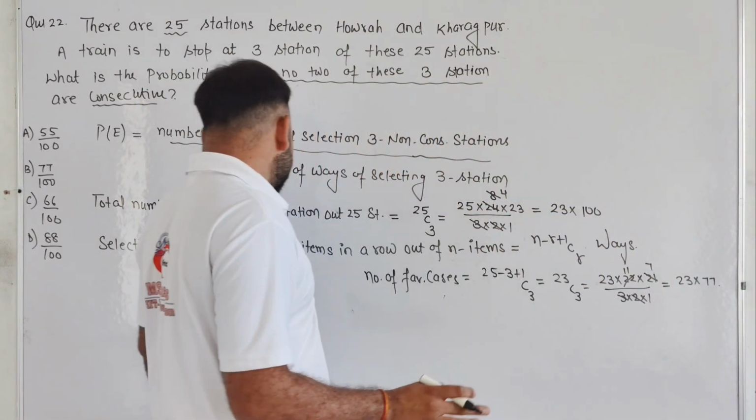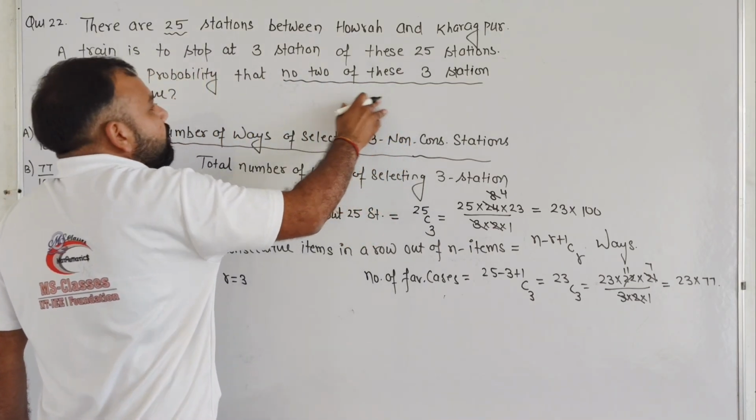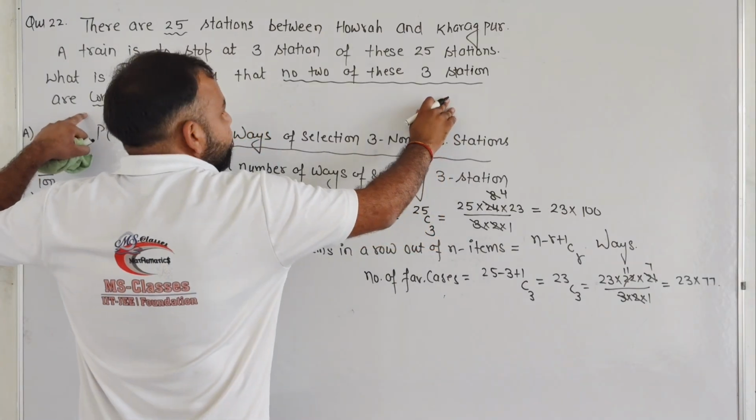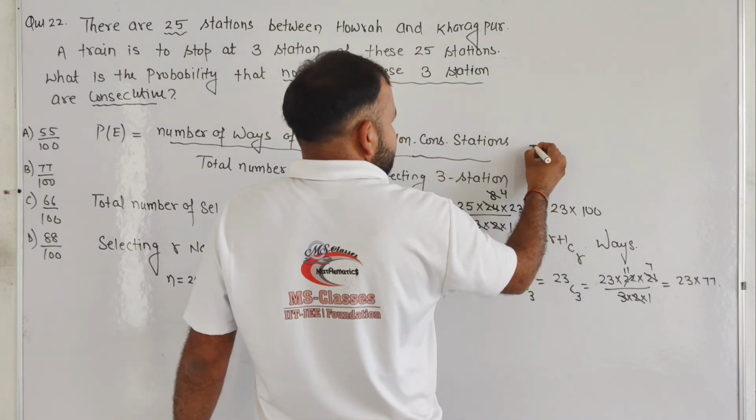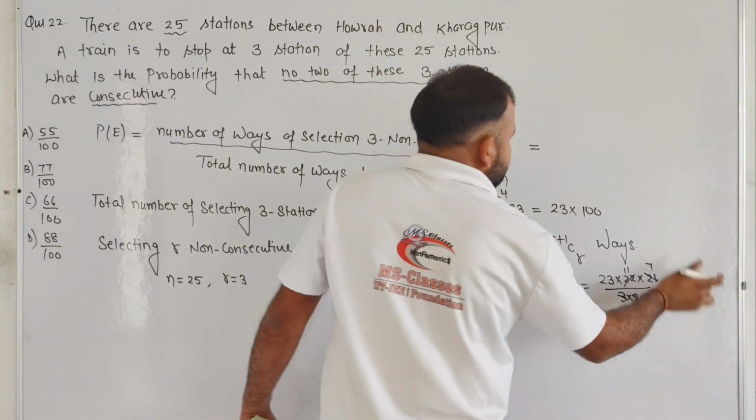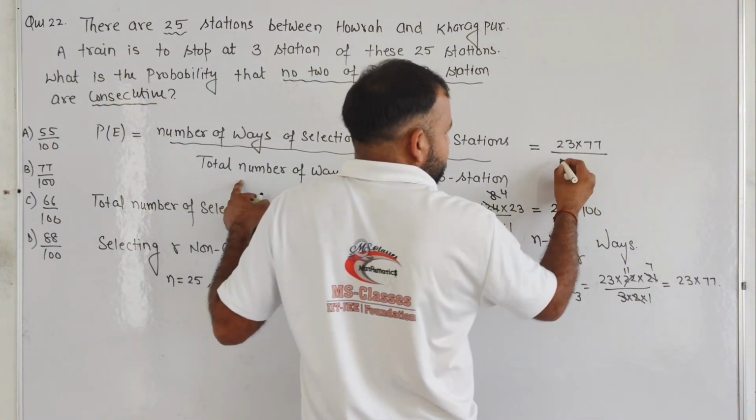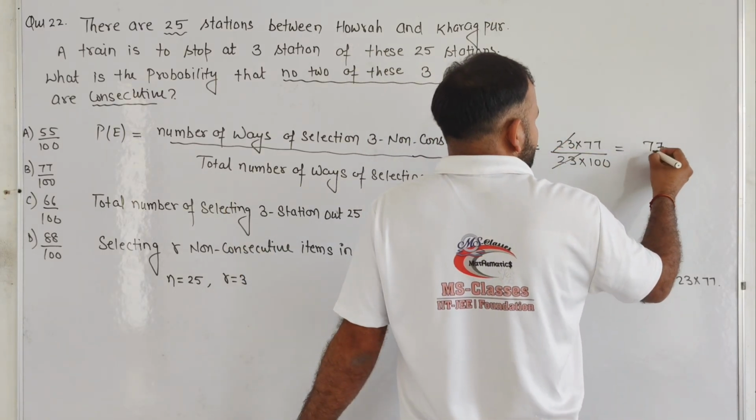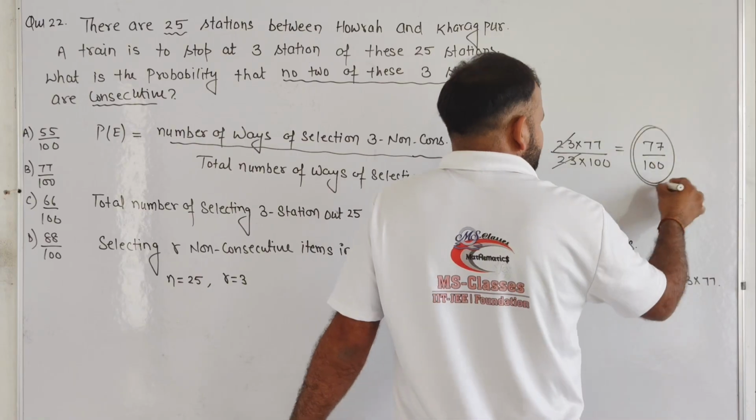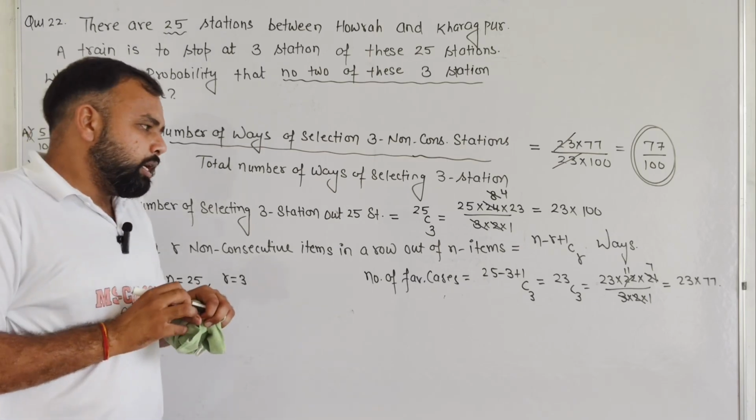Okay. So student, we need to find the probability that no two of these 3 stations are consecutive. It can be written as the number of favorable cases, 23 into 77, divided by the total number of cases, 23 into 100. So student, 23 is cancelled out by this 23. Our final answer is 77 divided by 100. So student, our option B is correct. Remaining options are incorrect. This is a simple question.